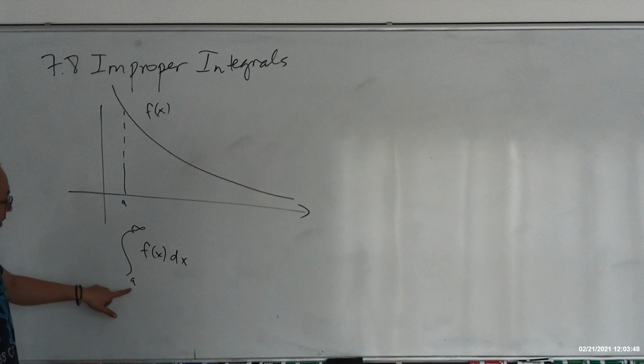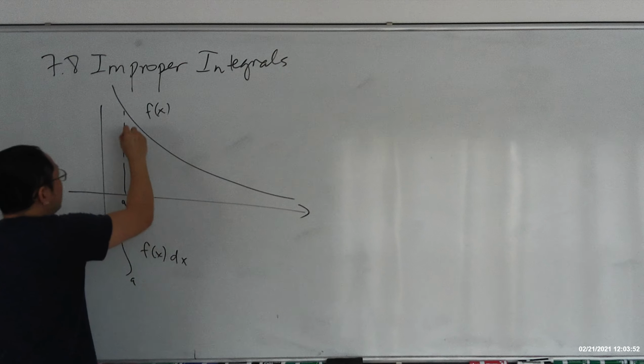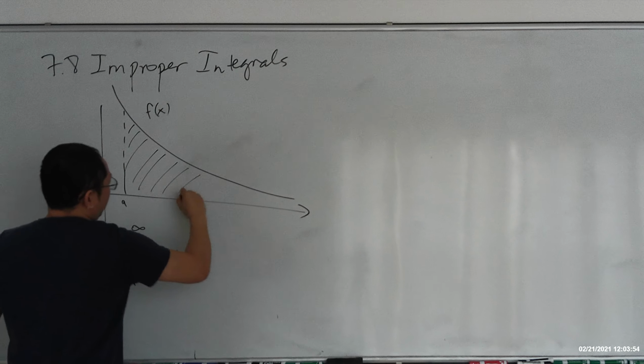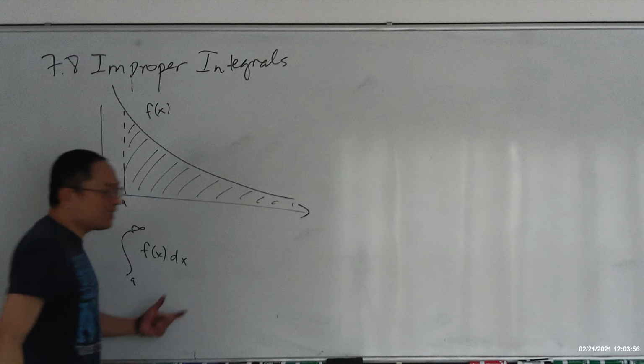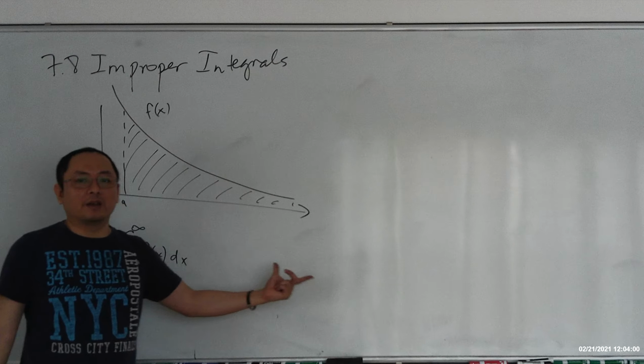So here I show you that you have a lower bound, a, right here. Let's go forever. This is the area that you're looking for. Keep adding up forever, and sometimes this area is going to be infinity. Meaning what?